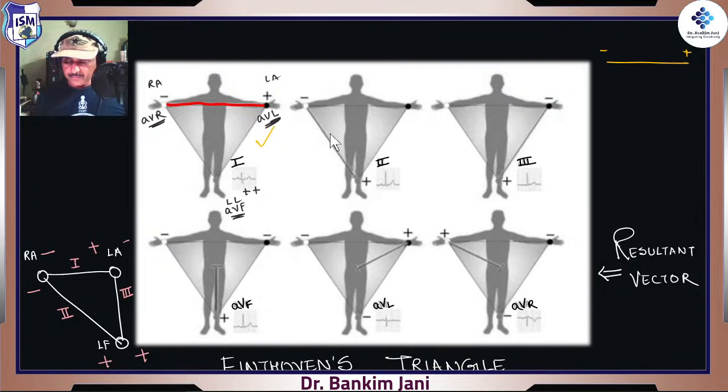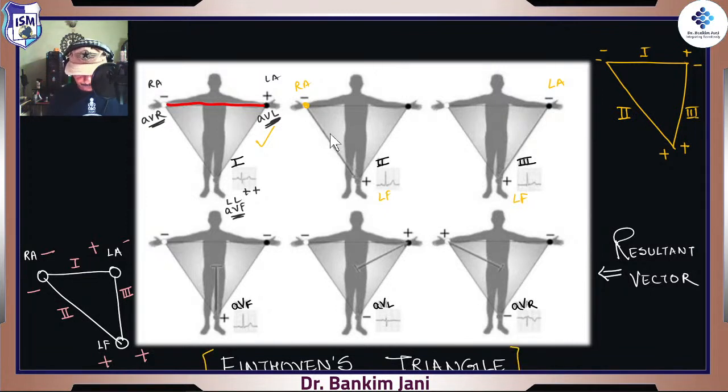Now the second is, we are measuring the current between the right arm and the left foot. So we go like this, and we saw that this is minus and this is plus, okay. And the third one, in which left arm and left foot, so this is like this, this is plus, this is minus, and we give the name. The name which was given for the first one, this was 1, this was 2, and this one is 3, right? Friends, what you have drawn is called as Einthoven's triangle. Einthoven's triangle.